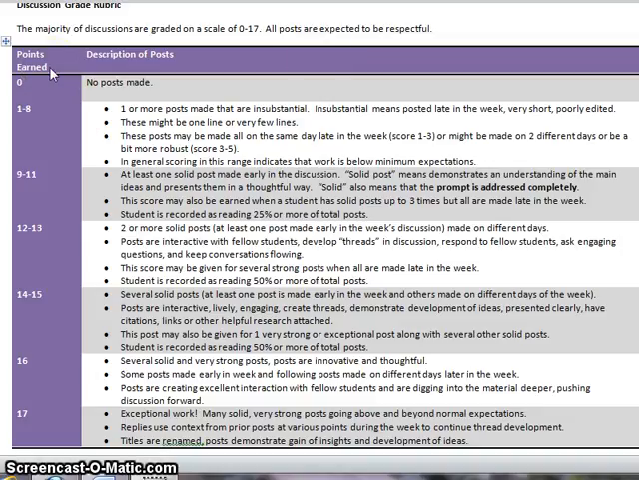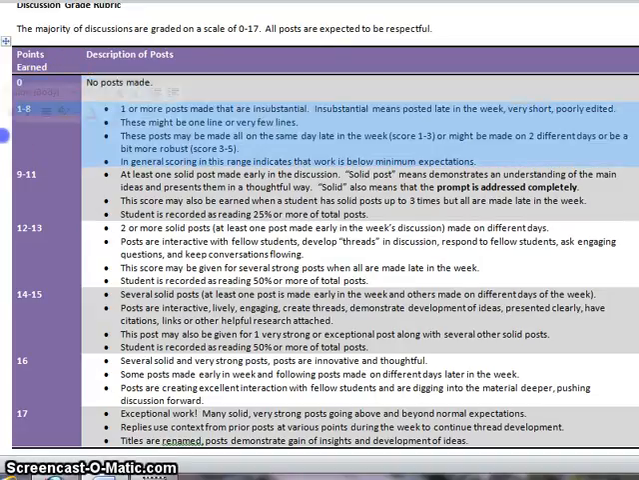If you'll notice in the left-hand column, we have points earned. And then in the right-hand column of the table, we have the description of the post that would earn that number of points. So in the first row, we have 0 points earned, and that would be for no posts made that week in that discussion.